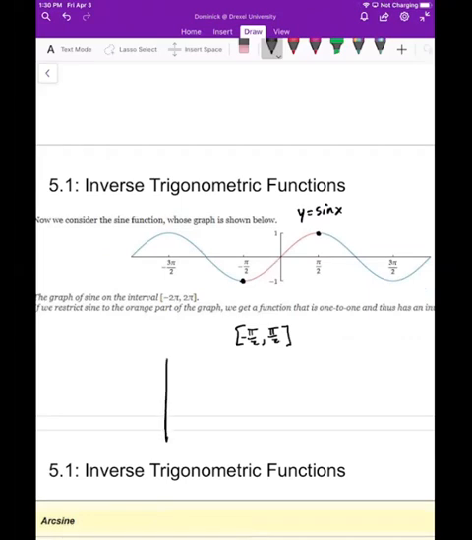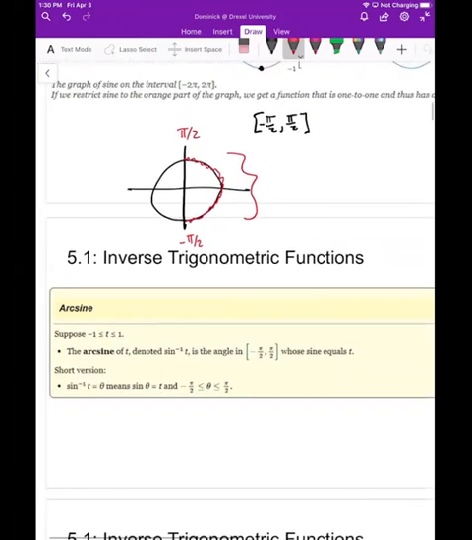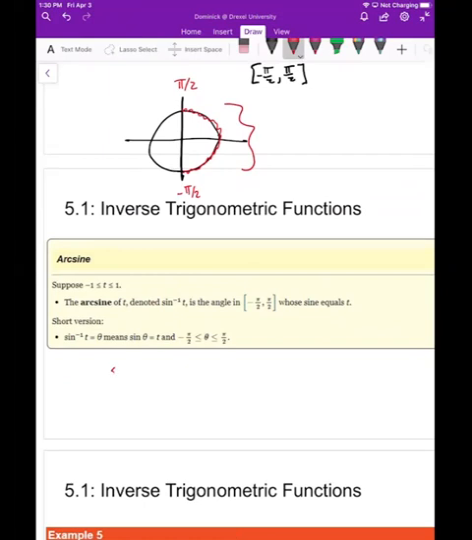Now, what does this translate to? This means that for arcsine, if I'm looking at negative pi over 2 to pi over 2, I'm only looking at the right half of the unit circle. The reason I would do that is because I'm going to capture all the y values. On the other side, I would get some repeats. Again, a similar idea here with the arcsine. If I have sine of theta, that has this restricted domain of negative pi over 2 to pi over 2. And of course, its range is 0 to 1.